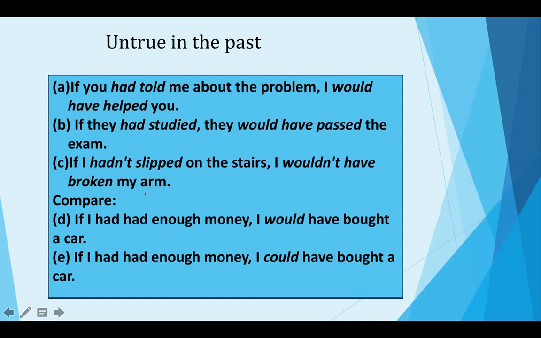Now compare. If I had had enough money, I would have bought a car. Here, would expresses a desire or a predictable result. If I had had enough money, I could have bought a car. Could expresses a possible option. Could have bought, meaning would have been able to buy.